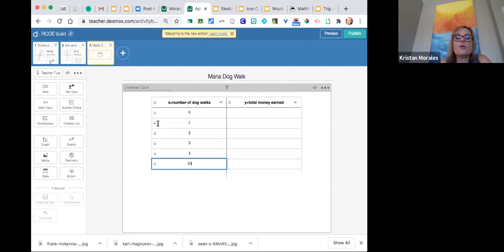And notice these are all locked, right? So that way students can't change them. This part of the table is going to stay there and they'll be filling in this part of the table. So that's how I set up a table for them to fill in, right? Maybe you're learning about functions and you want them to try to establish what's the next step in the function.